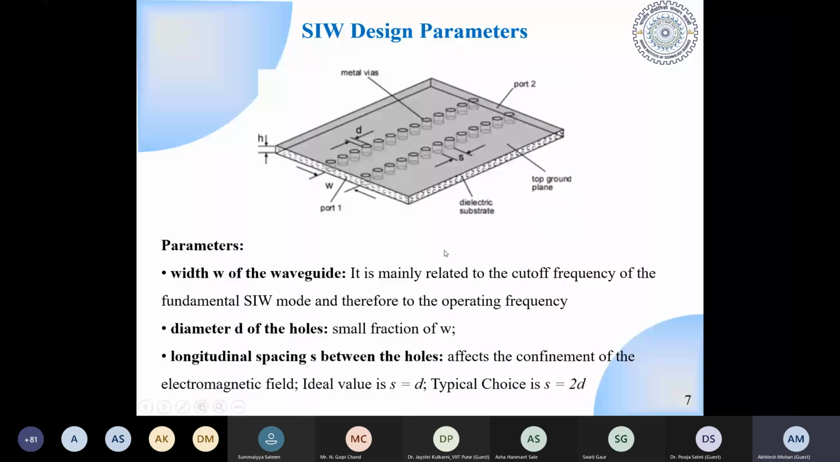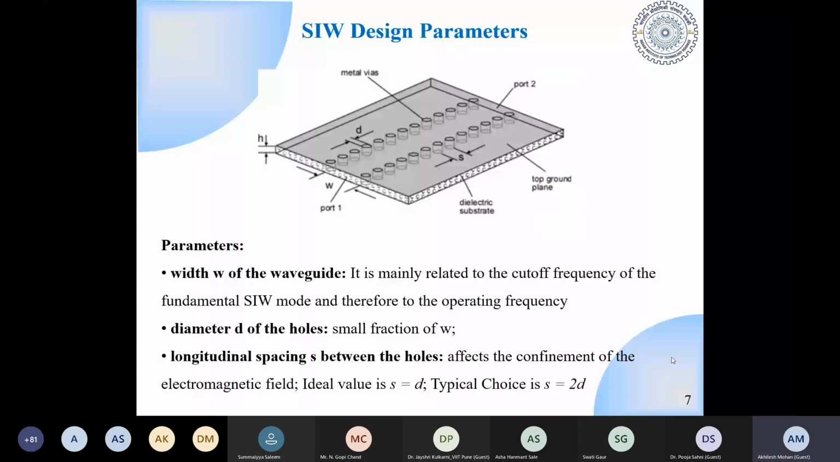So people have shown through experiment or simulation that if you choose S equals 2D, that is good enough for confinement of the electromagnetic field inside the waveguide. There will be no leakage of electromagnetic energy outside the waveguide. However, for certain applications, like leaky wave antennas, which have certain characteristics, we intentionally want leakage of electromagnetic energy from the sidewall, so we periodically arrange the sidewall vias for leaky wave antennas.